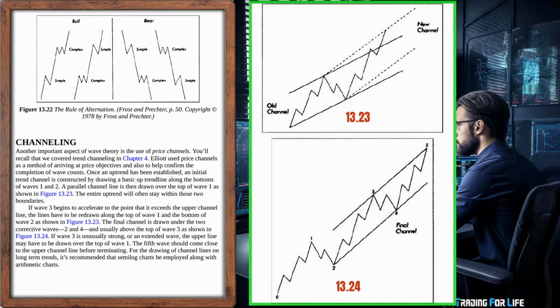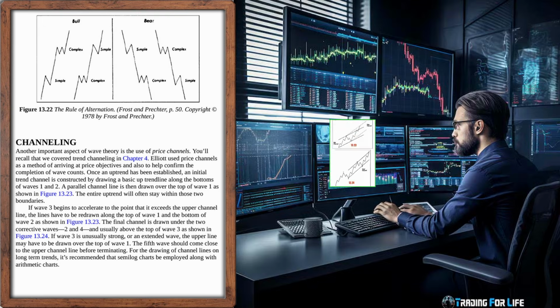The final channel is drawn under the two corrective waves, 2 and 4, and usually above the top of wave 3, as shown in figure 13.24. If wave 3 is unusually strong or an extended wave, the upper line may have to be drawn over the top of wave 1. The fifth wave should come close to the upper channel line before terminating. For the drawing of channel lines on long-term trends, it's recommended that semi-log charts be employed along with arithmetic charts.